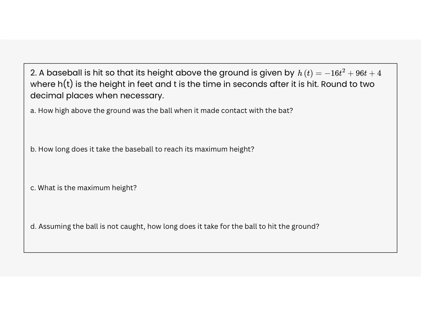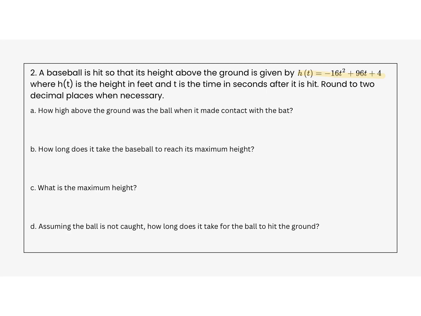Okay, so what does this look like in an application problem? A baseball is hit so that its height above the ground is given by h of t equals negative 16t squared plus 96t plus 4, where h of t is the height in feet and t is the time in seconds after it's hit. Round to 2 decimal places when necessary.